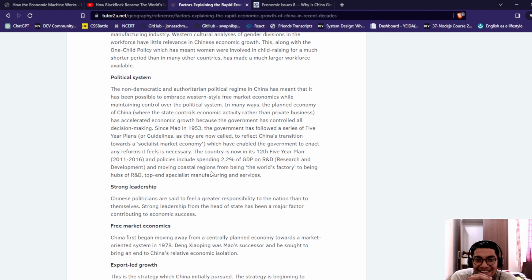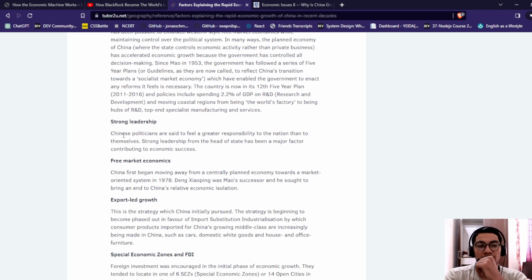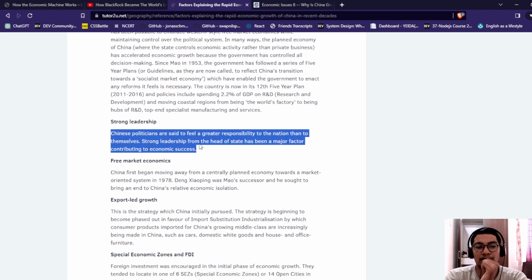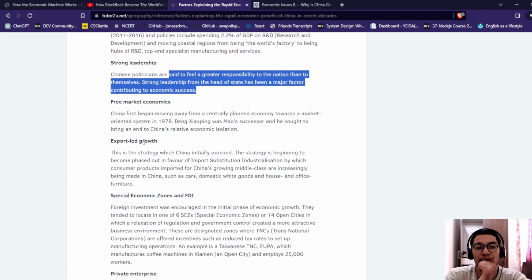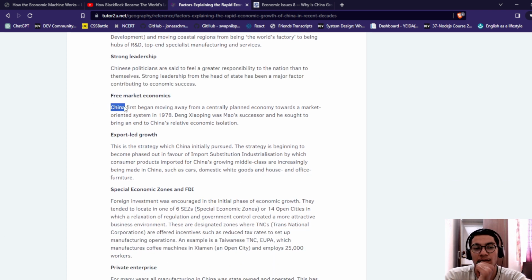The country is now in its 12th 5-year plan, with policies including spending 2.2% of GDP on research and development, and moving coastal regions from being the world's factory to being hubs of R&D, top-end specialist manufacturing and services. Strong leadership. Chinese politicians are said to feel a greater responsibility to the nation than to themselves. Strong leadership from the head of state has been a major factor contributing to economic success.